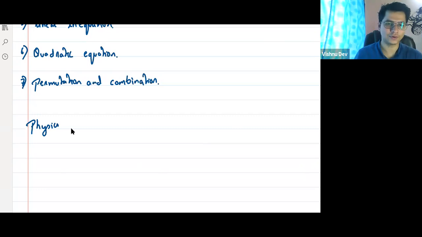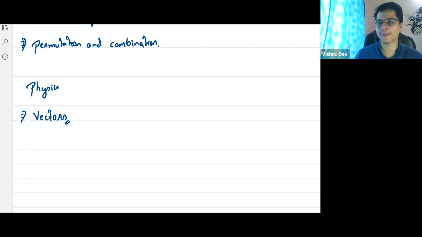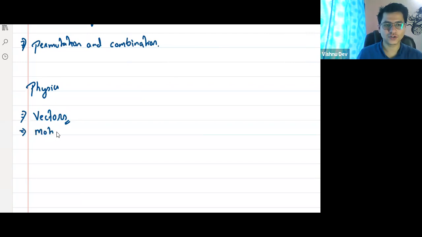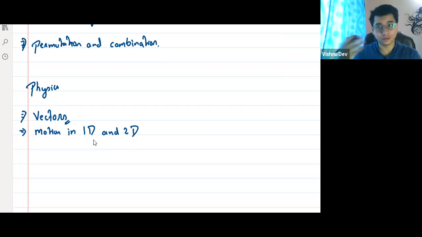Now, when you talk about physics, the first topic that we'll be studying is vectors. Then after vectors, we will study motion. That we will be studying in your normal class also, but we will study in detail, because in class 9, motion is only in one dimension, linear motion. So we talk about motion in one dimension and two dimensions, which will include circular motion also.